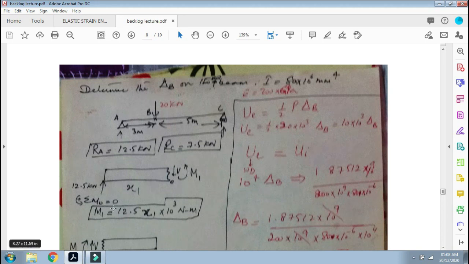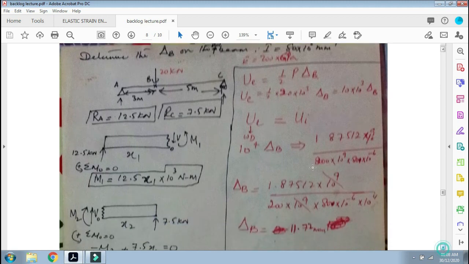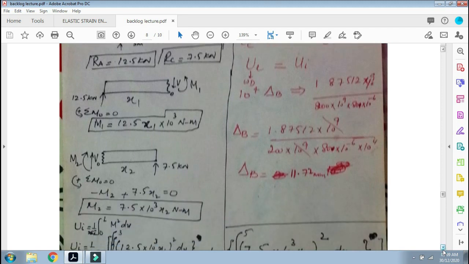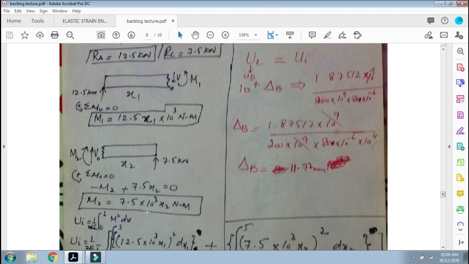So apply sigma M not equal to 0, we get M1 equals 12.5 x1 × 10^3 Newton meter. Now the other one we make from B to C, and we get this is M2, this is V, this is 7.5 kilonewton, and when you apply sigma M naught, you get equals 7.5 × 10^3 x2 Newton meter.